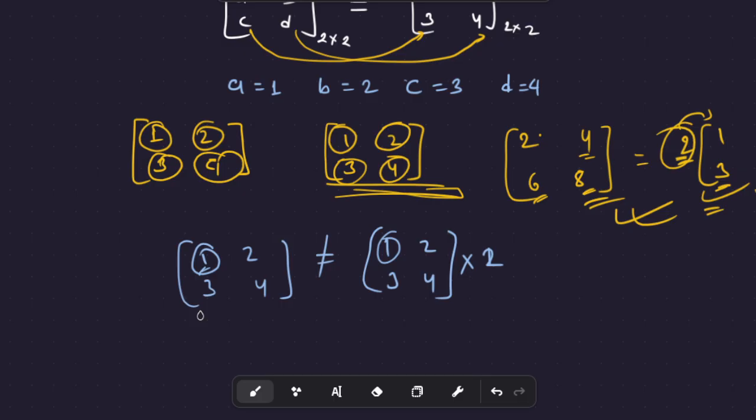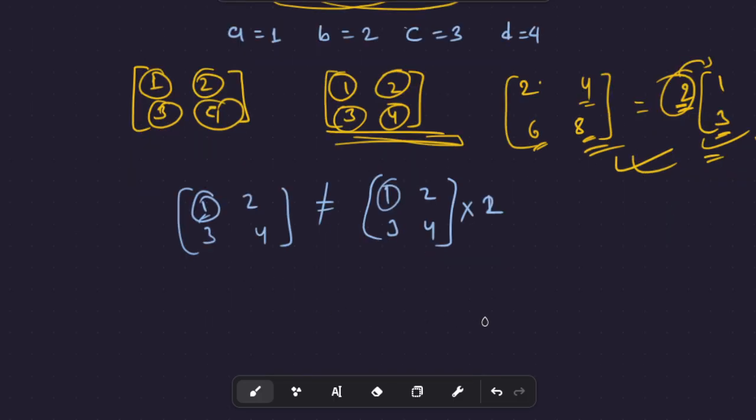Have you got it? Yes, sir. And if you multiply everything in the first thing by 2 and make it like 2, 4, 6, 8, then those two become equal, right? If this matrix is also multiplied by the same value, like if it is multiplied by 2, we'll get the same values in all the positions, then they will be equal.